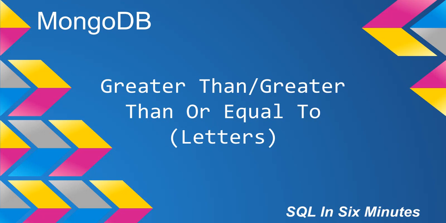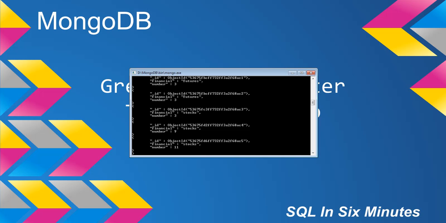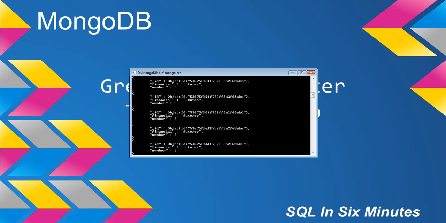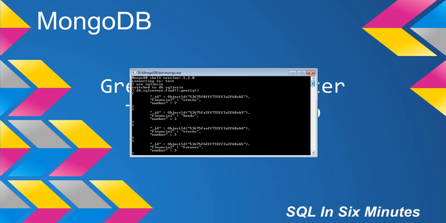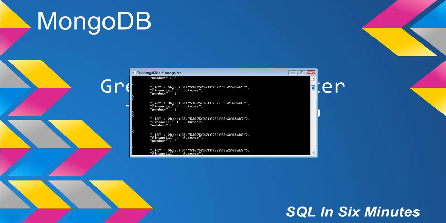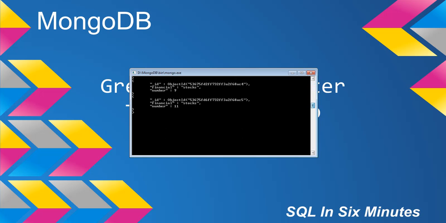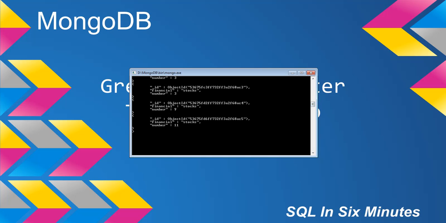So when we go through greater than or equal to letters, we want to be thinking about it as a line of letters, that alphabetic line stretched out. Okay, so let's look at our values here, and we're going to be accessing the column financial. And you'll notice that we have the values stocks, bonds, and futures, so it looks like we have really just 3 values.